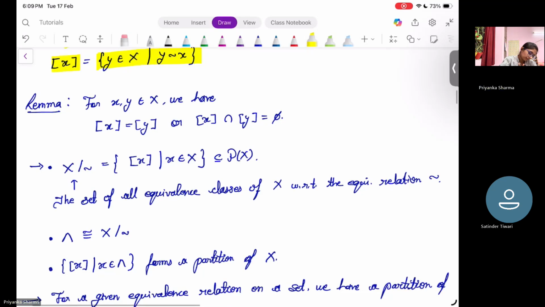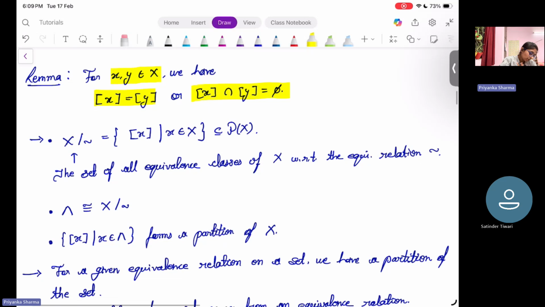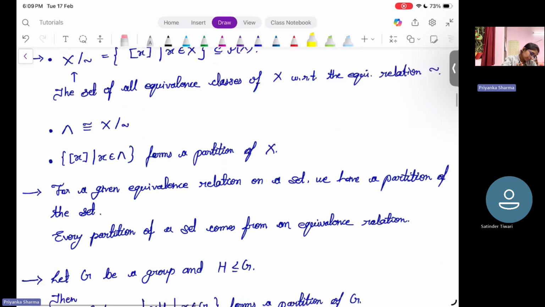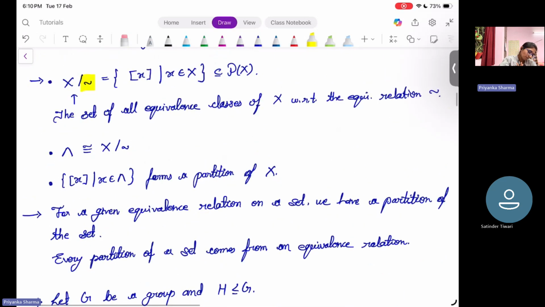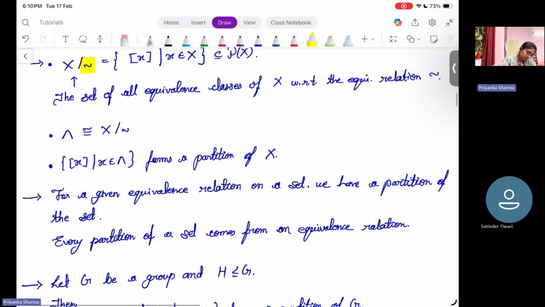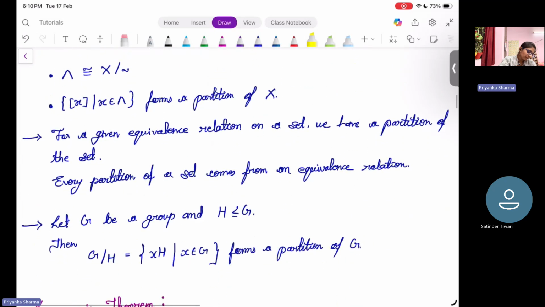We can see that for any elements X and Y belonging to X, their equivalence classes are either identical or they are disjoint. So this equivalence relation will form a partition. Whenever we have an equivalence relation on a set, we get a partition of the set. And for every partition, we will have an equivalence relation.